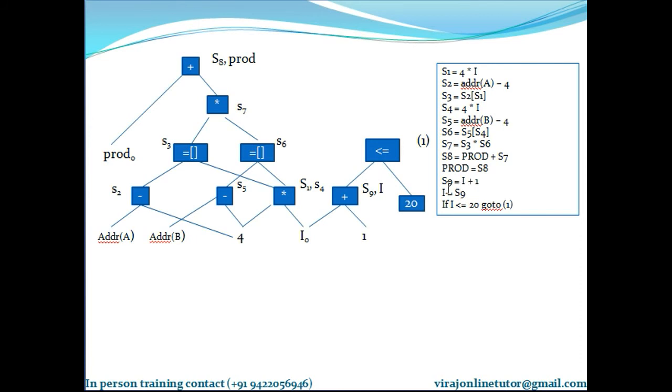I plus 1, assign it to S9. Whatever S9 is, it is the same as I. So write I here. If I is less than or equal to 20, go to 1. Simple. So this is how I construct a directed acyclic graph. Now let's see the algorithm for constructing this.